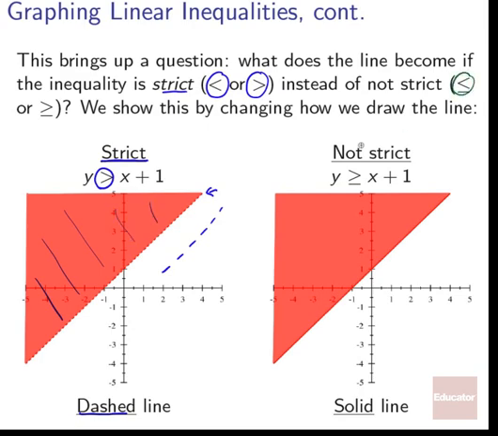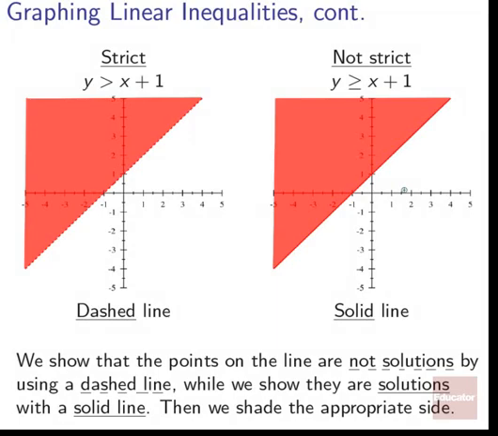On the flip side, if it is a not strict inequality, like greater than or equal to, we show it by using a solid line saying that the line itself is actually going to be an answer as well. If you're on the line, that's an allowed answer in addition to all the stuff that is above it. So we show that points on the line are not solutions to our inequality with a dashed line, when it is a strict inequality. We show that they are solutions with a solid line when it is a not strict inequality. And then we just shade the appropriate side. So in both of these cases, we had greater than and greater than or equal to, so they both had the part that was above it.